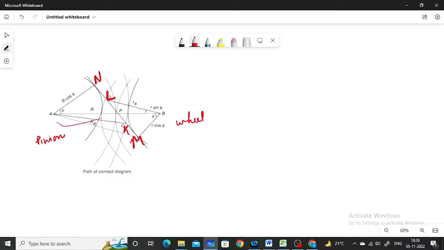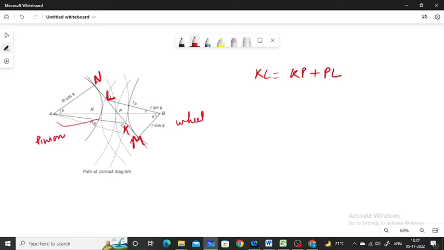So K is the intersection of the addendum circle of the wheel and the common tangent, and L is the intersection of the addendum circle of the pinion and the common tangent. Now, the length of path of contact is the length of the common normal cut off by the addendum circles of the wheel and the pinion. Thus, the length of path of contact is KL, which is the sum of the parts of the path of contact: KL equals KP plus PL.